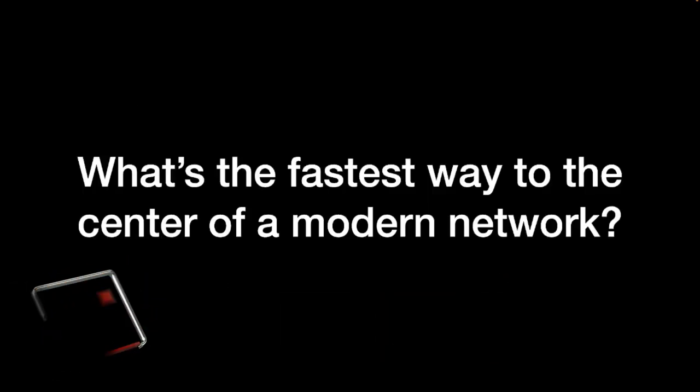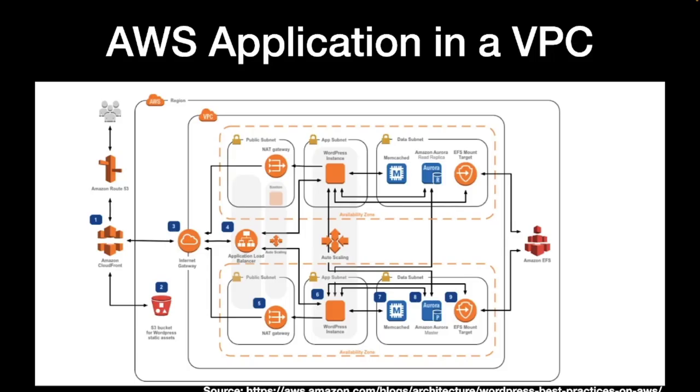So I want to start this talk by asking a question. What's the fastest way to the center of a modern network? When I think about the traditional way to get into a network, you might think about port scanning and banner grabbing and looking at the attack surface. But a modern network is more often than not something like this.